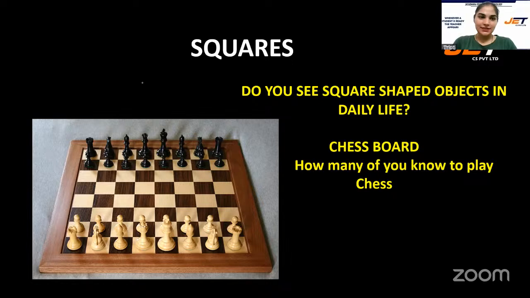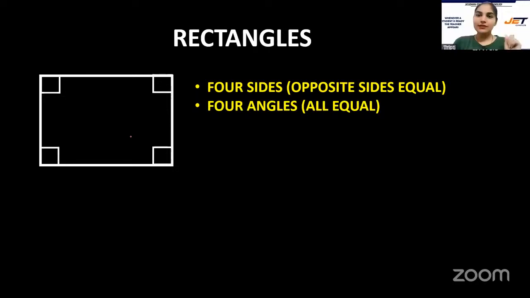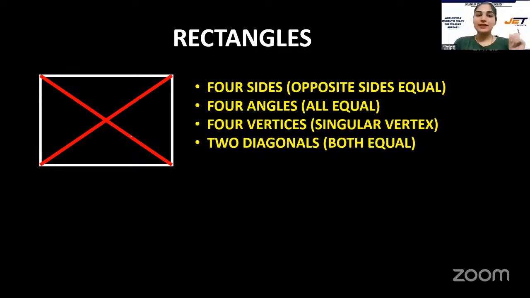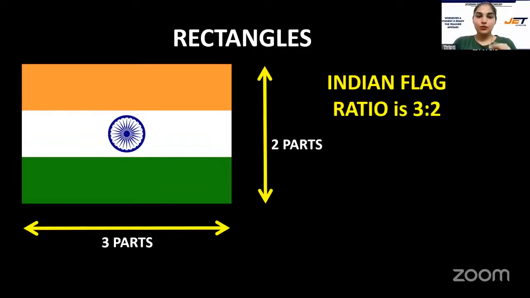Now, in a rectangle, the opposite sides are equal. But if you remember the square, in a square, all the sides are equal. In a rectangle, only the opposite sides are equal, but in a square, all the sides are equal. Okay? 4 angles, all are equal. 4 vertices over here. 2 diagonals, both are equal.